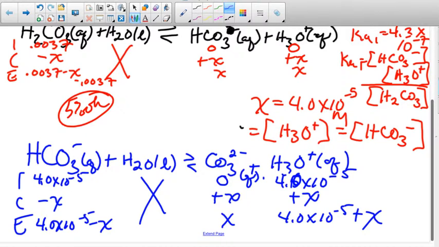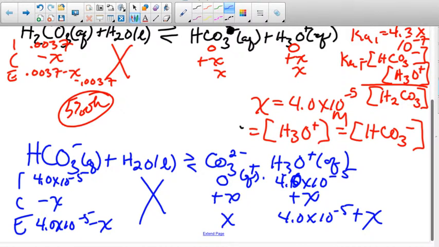Yes, because this is the Ka2 equation. The second equilibrium for that second hydrogen is the Ka2. If I had something like H3PO4, I have 3 Kas.